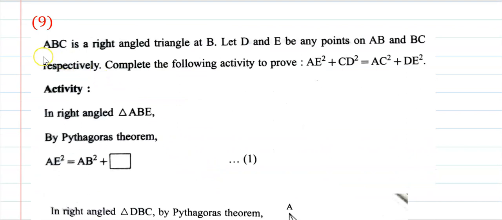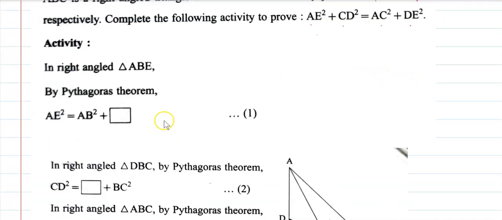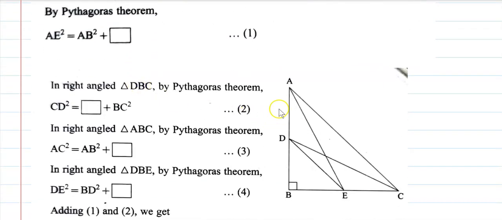Now the next. Triangle ABC is a right angle triangle at B. Let D and E be any points on AB and BC respectively. Complete the following activity to prove that AE square plus CD square is equal to AC square plus DE square. Now in triangle ABE, AE square is equal to AB square plus BE square. Therefore, I will write here BE square. This is the first one.